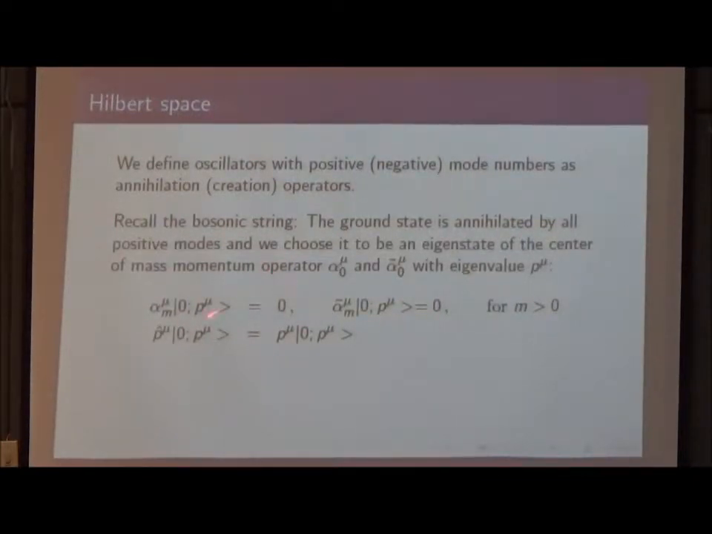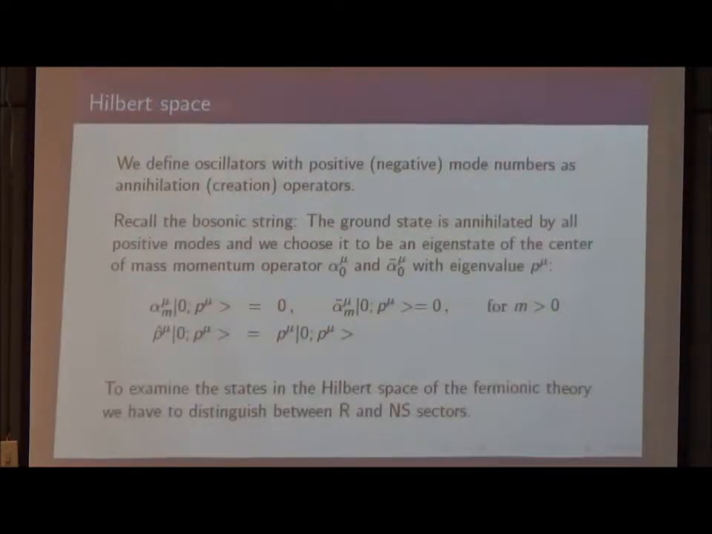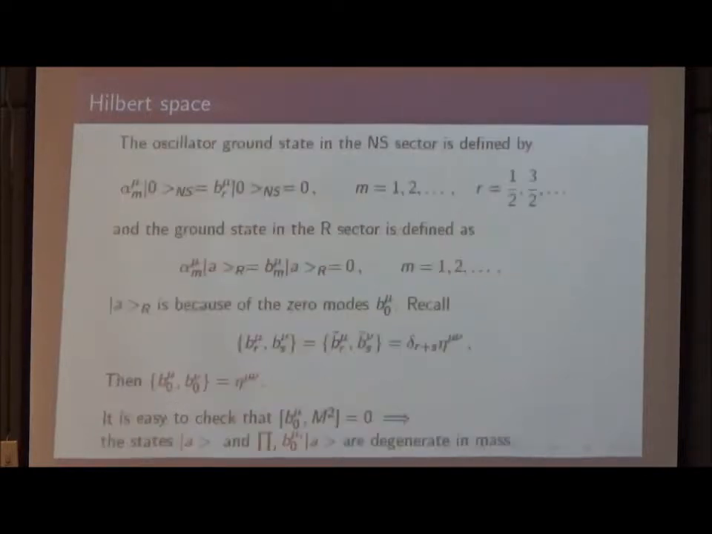And again, the momentum operator, remember that it was identified with the alpha naught oscillators. So basically, this P hat refers to alpha naught, and applied on the ground state, it just gives us the eigenvalue, the momentum of the state. Okay? So this is just like in the bosonic string. So now we want to distinguish between the Ramond and the Neveu-Schwarz sectors. And this will be the defining property of the fermionic string.